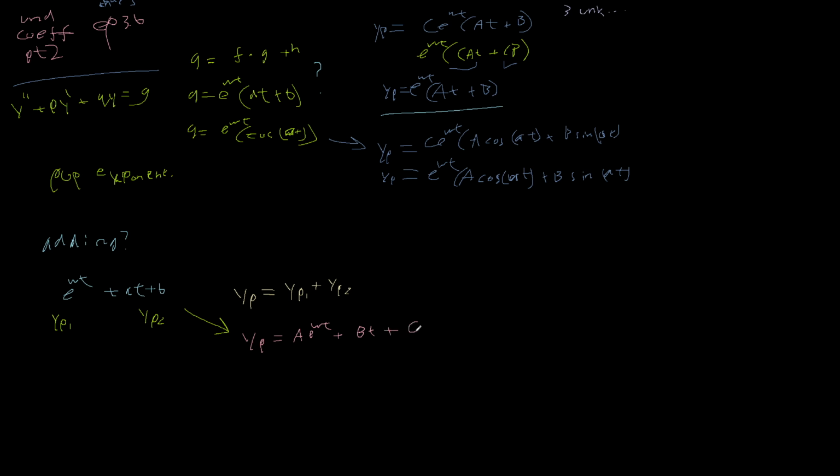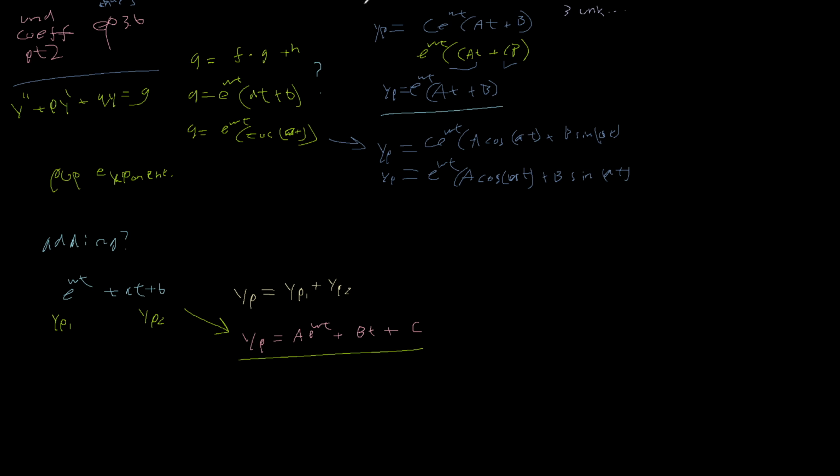plus c. And I actually forgot to talk about what happens if g is a constant number. If g is a constant number, that particular solution is just going to be a constant, because you can think of it as a polynomial. So that's what we get.